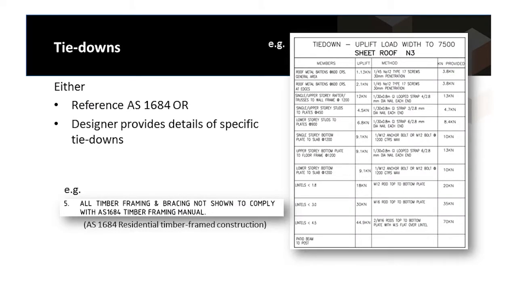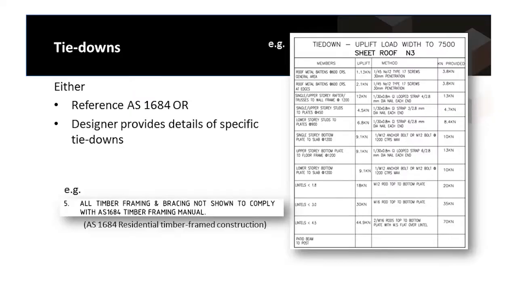Tie downs. So again, the structural drawings need to show what the tie downs are going to be so that the builder can get them in the right place, and later on when the building is being inspected, there is something to inspect it against. So we can look at the tie down schedule and say, yes, all of the tie downs are actually in place.